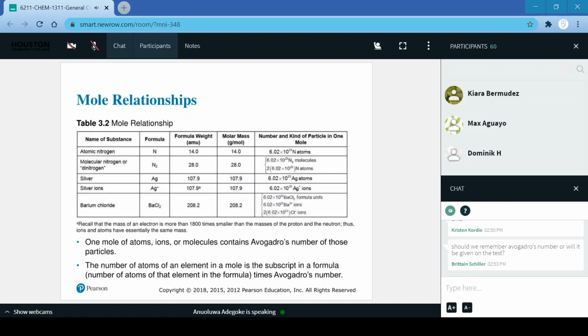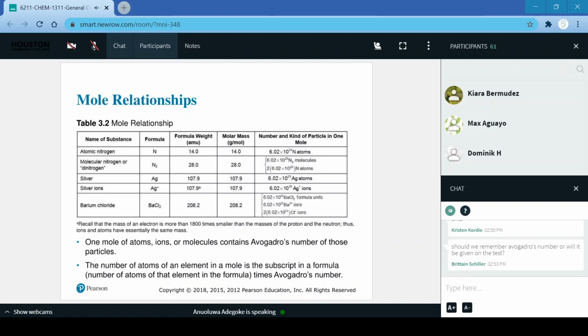Same thing, let's look at the nitrogen molecule. For the nitrogen molecule, the formula weight is 28.0. The molar mass is 28.0. In 1 mole of N2 molecules, we have 6.02 times 10 to the 23 N2 molecules and 2 times 6.02 times 10 to the 23 N atoms. So on and on like this. Avogadro's number serves as a bridge between the atoms and the moles.